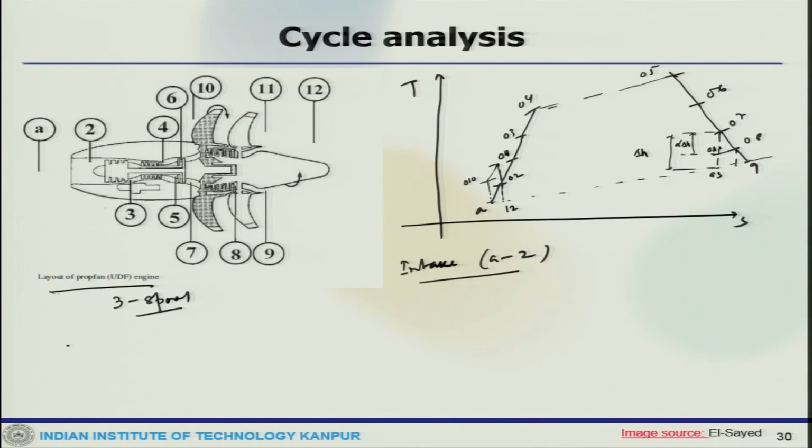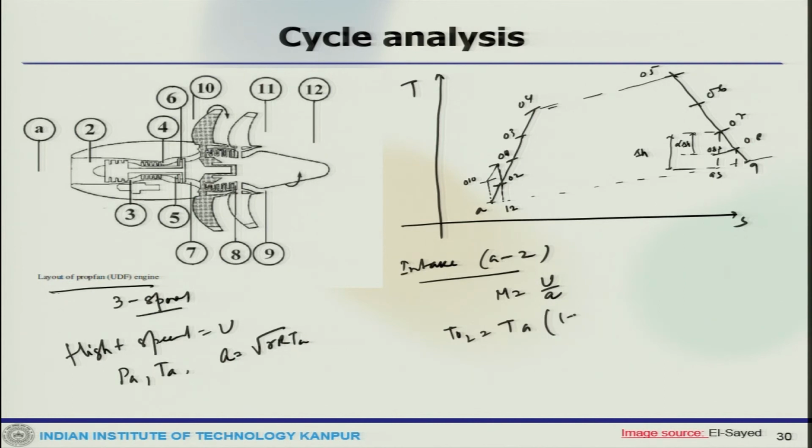So if you have the flight speed, which is given u, and then ambient conditions PA, TA, then you can find out gamma RTA. Then at the intake you can find out the Mach number, u by A. So you get T02, which is the relationship using that M square, and P02. We have done this so many times, but probably so diffuser or intake efficiency, minus 1 by 2 M square, gamma c by gamma c minus 1.